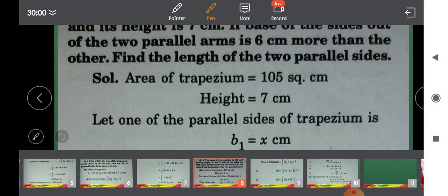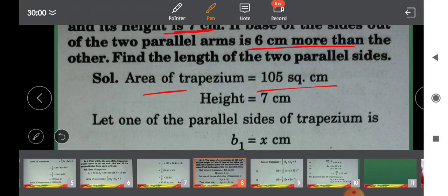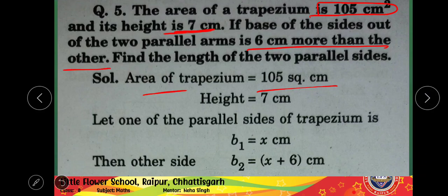Now coming to the last question, area of trapezium is, now in this question the area is given, right? Area of trapezium is 105 square centimeter and height is given 7 centimeter. If base of the one side out of the two parallel arms is 6 centimeter more than the other, right? What does this line mean? 6 centimeter more than the other. If we are taking that one is x, the other will be 6 centimeter more, right? So it will be x plus 6.